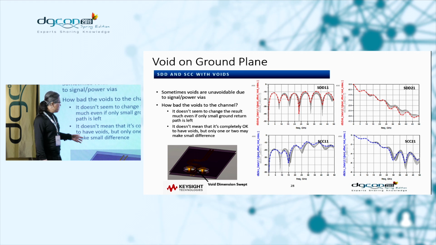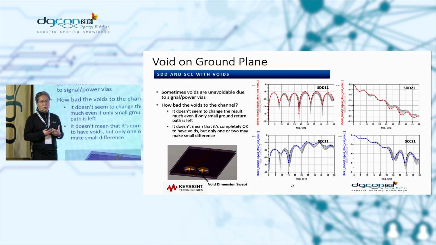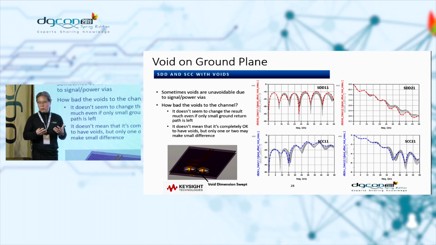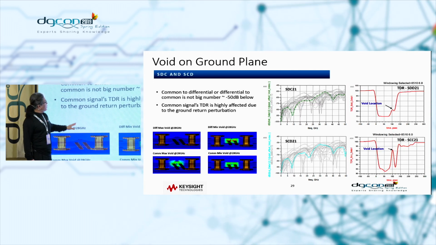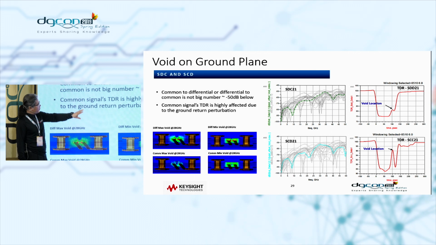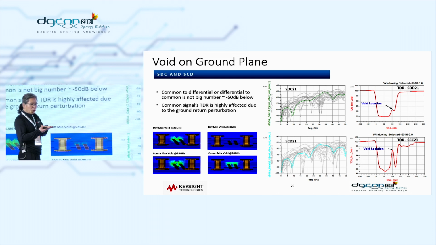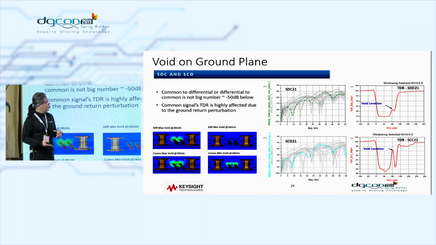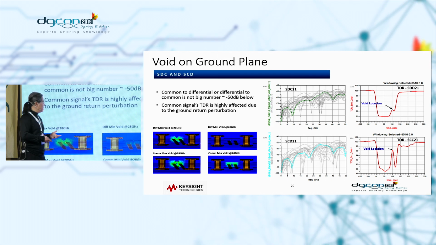So the more problem with those types of perturbation on the ground return is that it creates more mode conversion, which is the problem related to EMI and EMC issues. Same when we are looking into this DC component. Now you see that a smaller perturbation is creating a lot more fluctuation in the data. So that's what I meant by it's important to look into those mode conversion data instead of just looking into the other differential components. So this is voids.